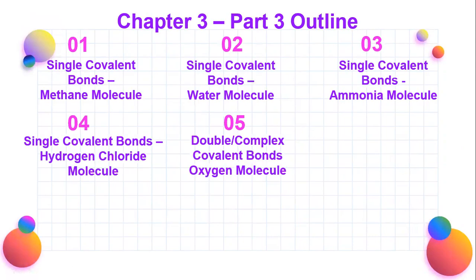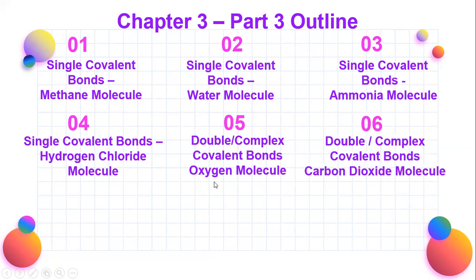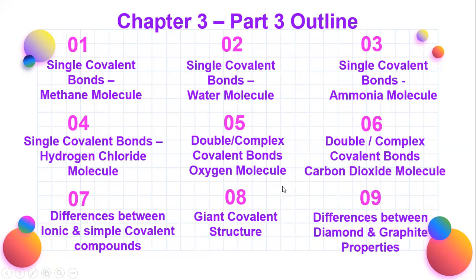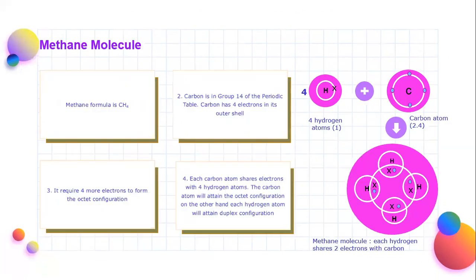Our study outline for Part 3 consists of single covalent bond for methane molecule, single covalent bond for water molecule, single covalent bond for ammonia molecule, single covalent bond for hydrogen chloride molecule, double covalent bond for oxygen molecule, double covalent bond for carbon dioxide molecule, differences between ionic and simple covalent compounds, giant covalent structure, and finally differences between diamond and graphite properties.